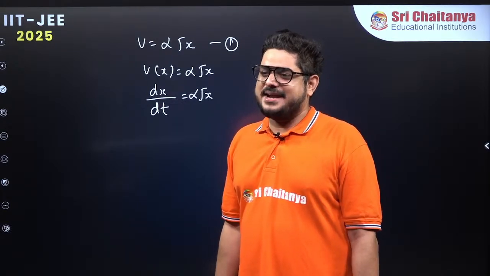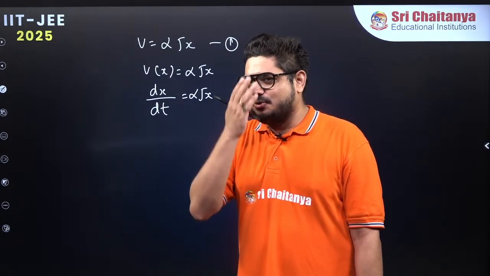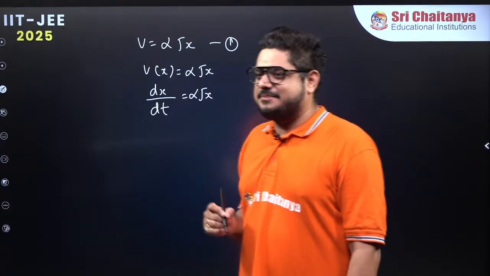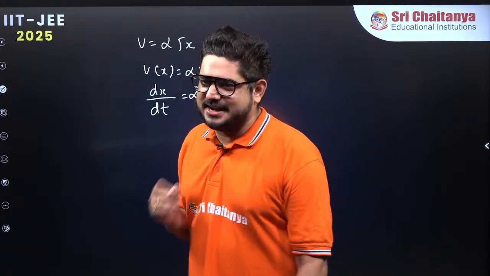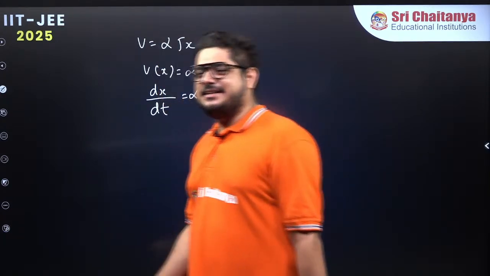Everyone needs to participate. V is equal to dx by dt. Velocity is the rate of change of displacement with respect to time. This is what I am writing down over here, everyone. Okay. So now what needs to be done in this case?